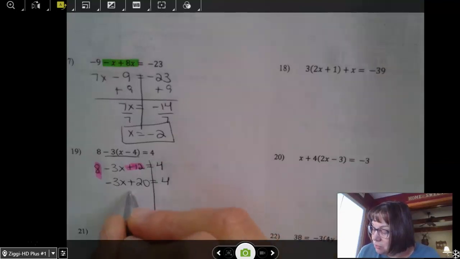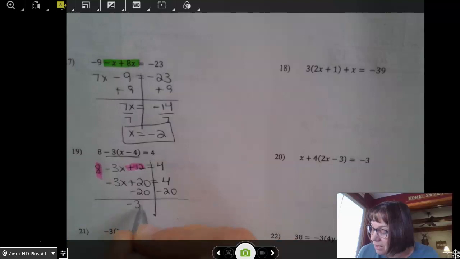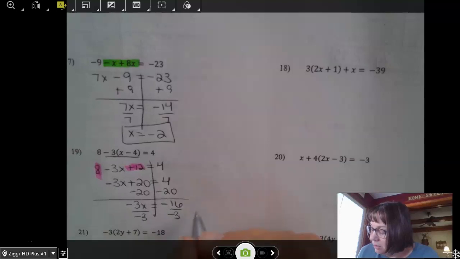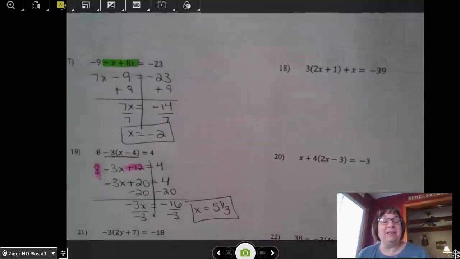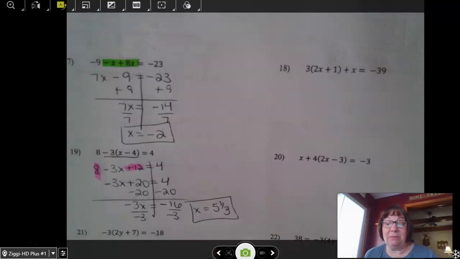Now I can subtract 20 on both sides. I have negative 3x equals negative 16. Divide by negative 3. And you get x equals 5 1/3. So again, this turns out to be a repeating decimal. And we don't want to use a repeating decimal if it doesn't terminate. So you want to change it to fraction form. So you get 5 1/3.